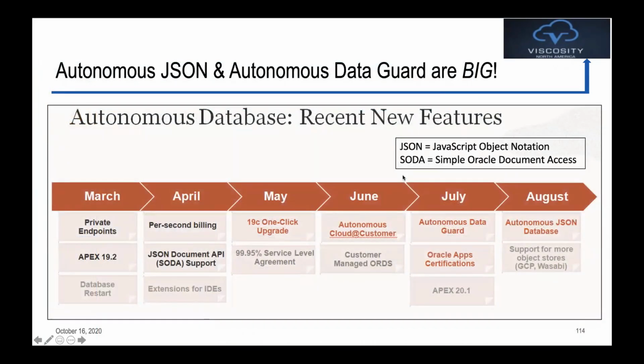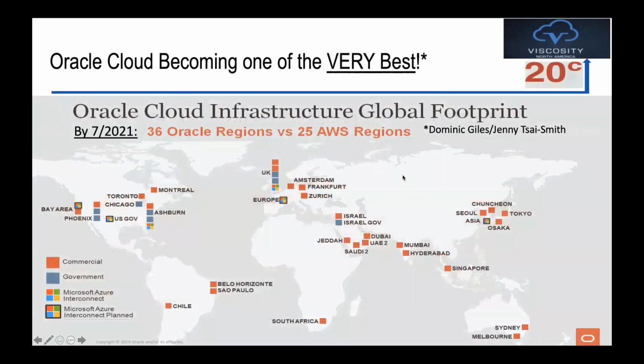You can see some of the other things that Oracle has put in recently. One-click upgrade, as I talked about, is awesome. Autonomous cloud at customer, so you don't have to have it in Oracle's cloud. You can have it on-site, but in the cloud. Autonomous Data Guard we talked about, and autonomous JSON database, and you can see what JSON stands for. And SODA is how I can access these documents. That's an Oracle product.